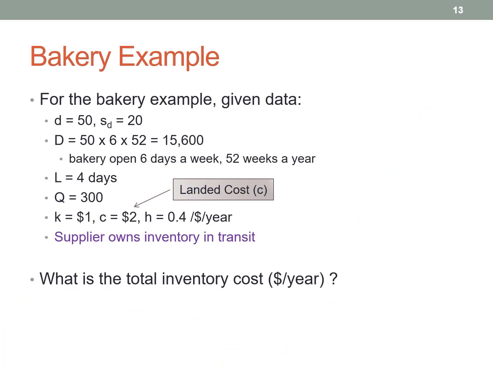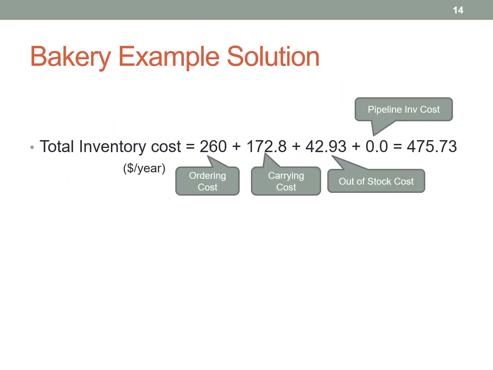So in the bakery example, let's calculate all of our data, okay, into one slide. So you've seen this data before, the daily demand, standard deviation, capital D, right? So let's look at the total inventory cost in dollars per year. So we calculated this in the example on ordering cost. We calculated this already in carrying cost. We calculate this in out of stock cost.